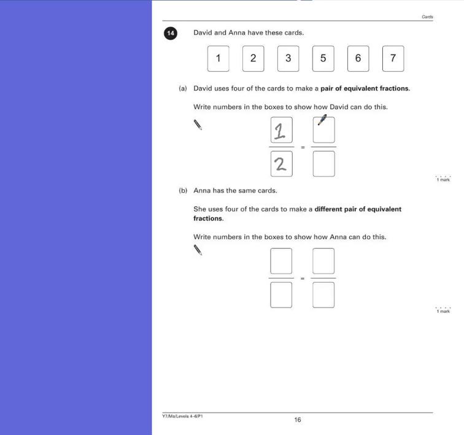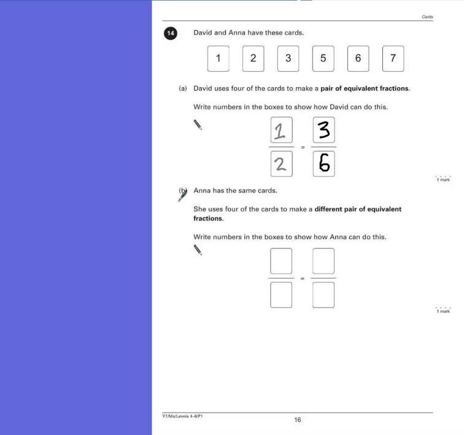1 times 3 is 3. 2 times 3 is 6. That makes correct use of the cards that we have. 3 and 6 are there, and it's made sure that they're both still equivalent.